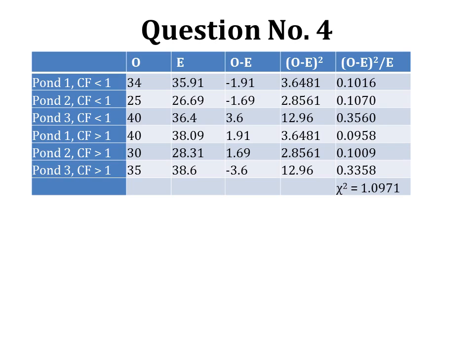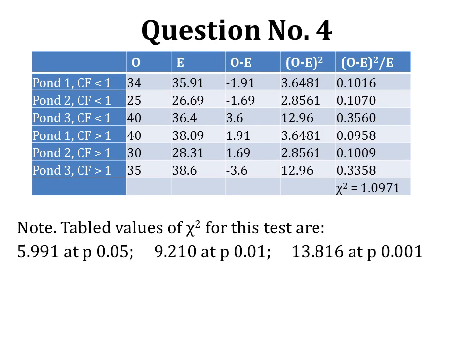0.1016. For the next cell, we have answer 0.1070, and then 0.3560, and then 0.0958, and then 0.1009, and the next answer is 0.3358. Now we take the sum of these values, and this will be our chi-square value, and the sum of these values is 1.0971.